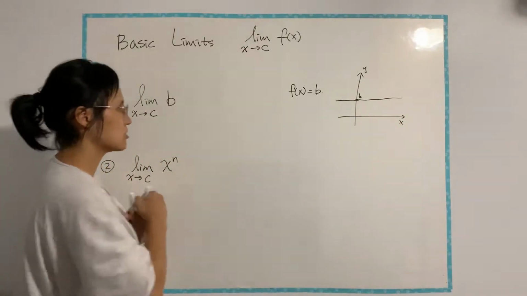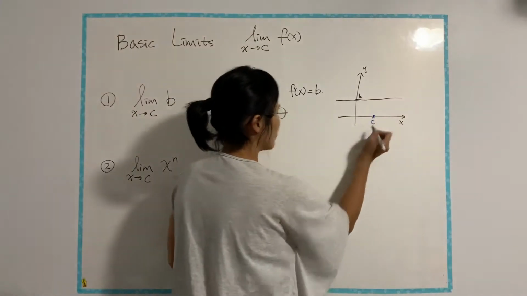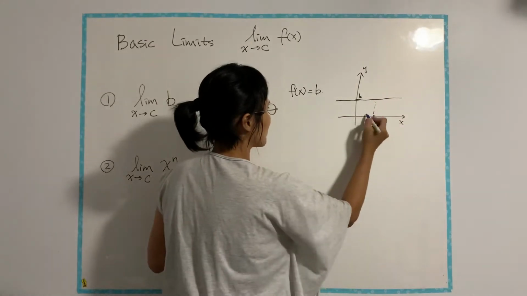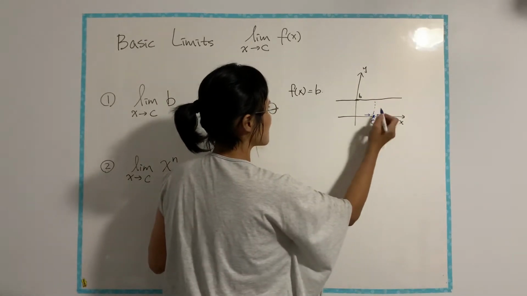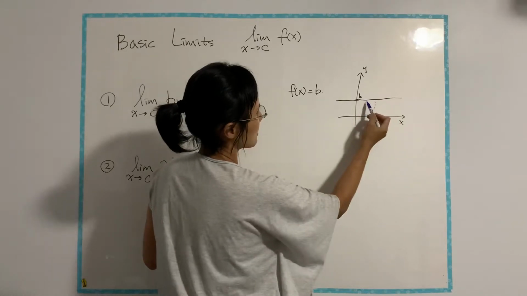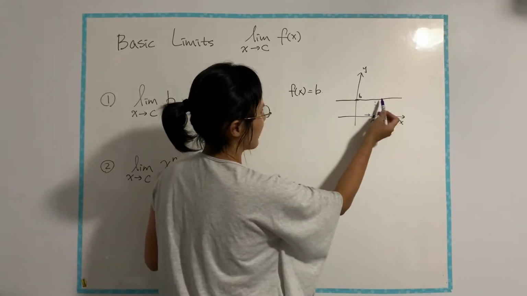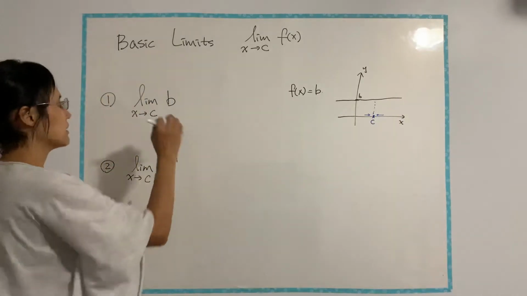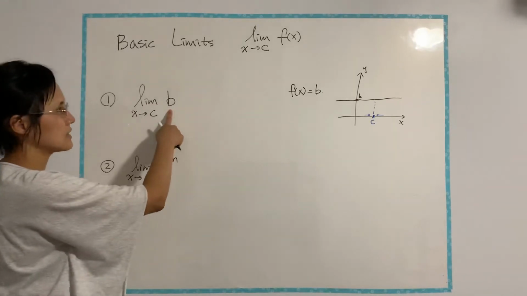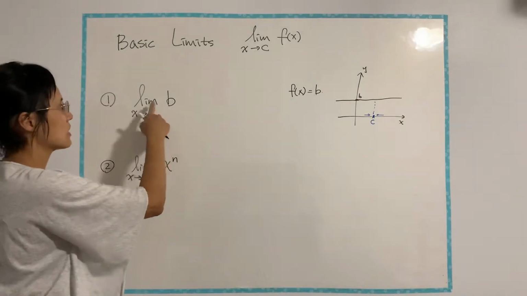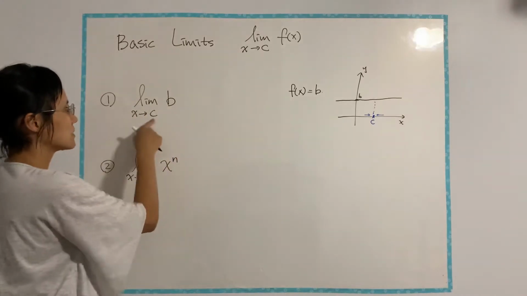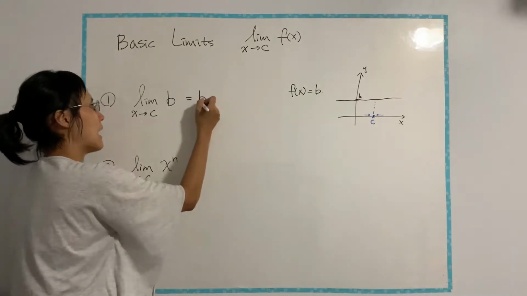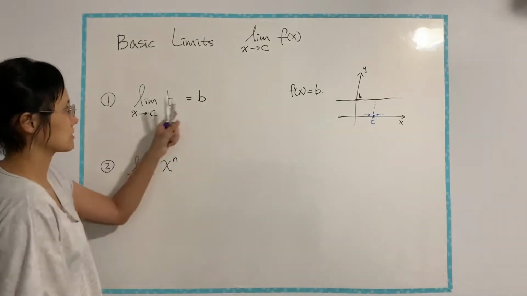Now let me pick any arbitrary point and say this is the c. As you can see on the graph, it doesn't matter where c is, you always have the f value equal exactly b. So when we take the limit of a constant, it doesn't matter which constant it is, and it doesn't matter where the c is, we always have the same constant b there.